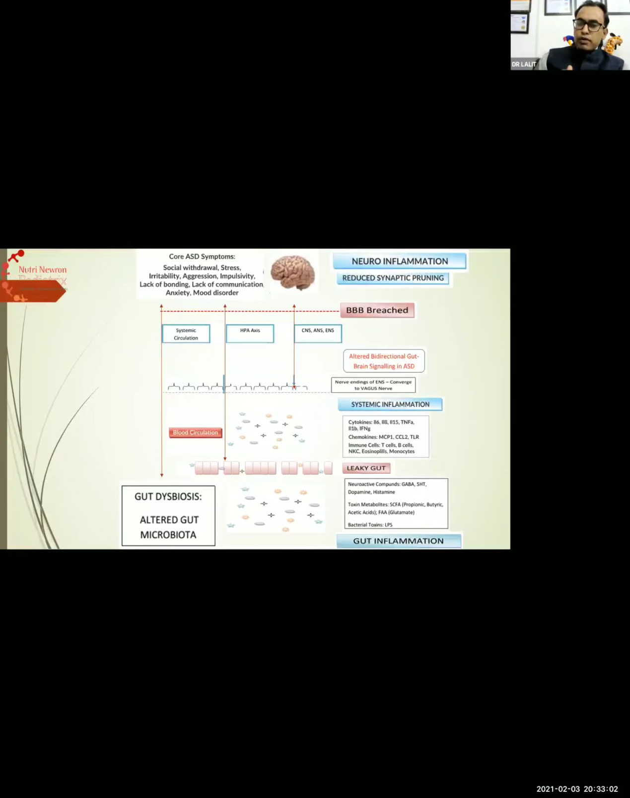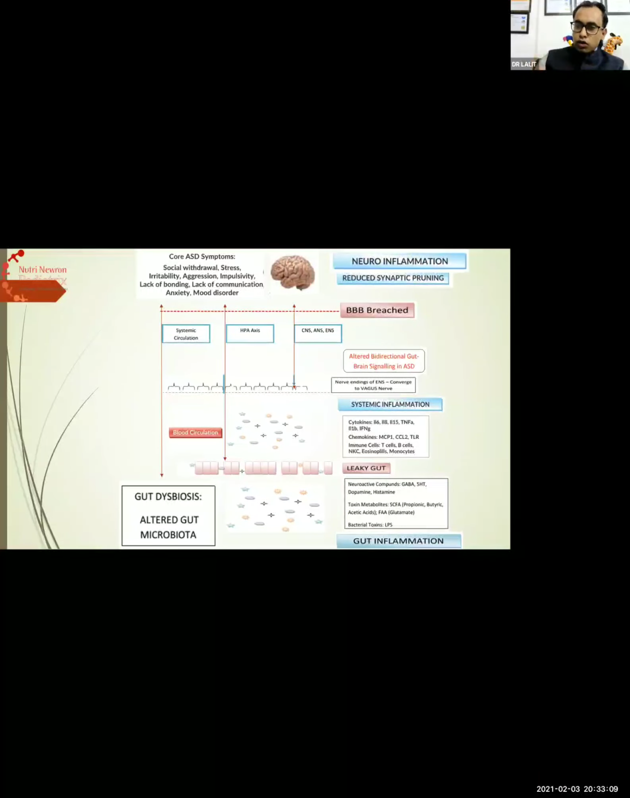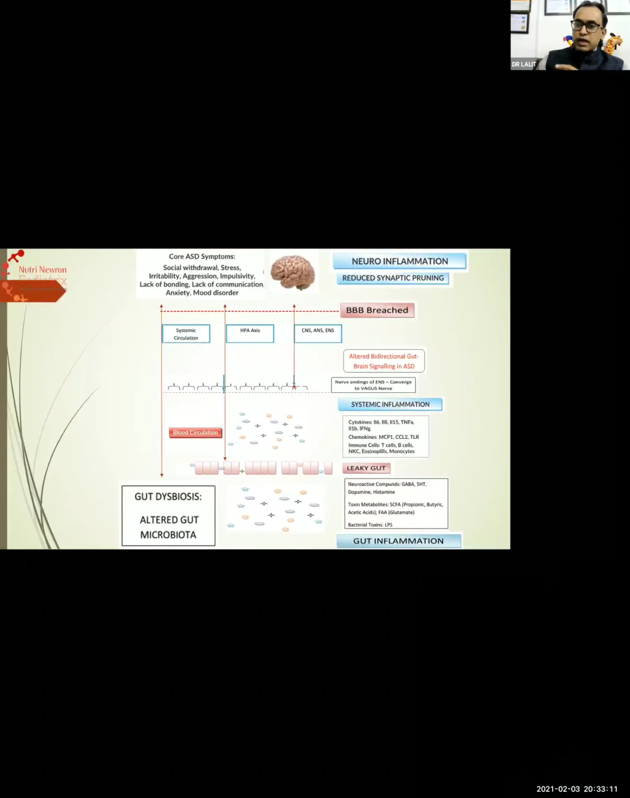Synaptic pruning... we have heard a very common term which we talk about on social media, among parents connected through autism groups: defective wiring. The child's wiring is defective. Defective wiring means that his connections are not proper.